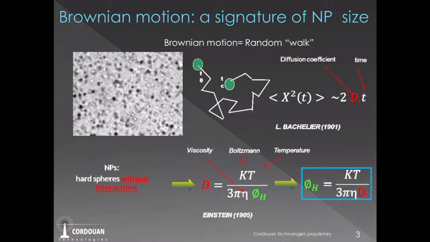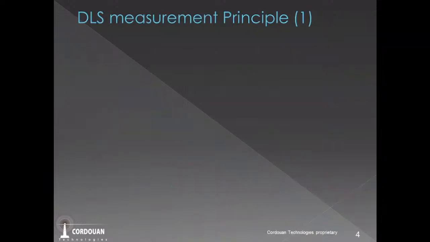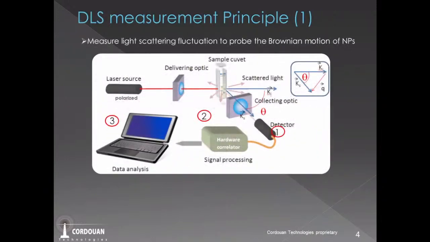For this, what we are doing, we are launching a laser into the colloid here. The particles are going to scatter the light coming from the laser. We are collecting the light in a detector. Then we are going to have signal processing doing an autocorrelation, I will explain why. And then we are going to have a data analysis, and through that we can come back to the size of the particle.